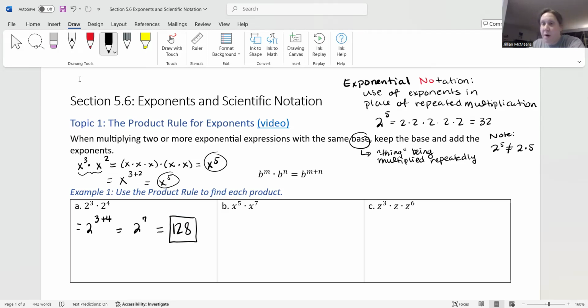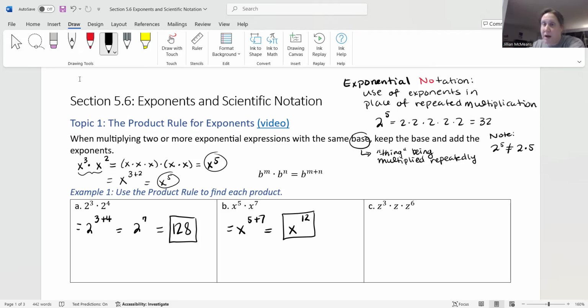Okay? Now for part B, we have x to the fifth times x to the 7th. So make sure you have the same base. We definitely have the same base, so we're multiplying two expressions with the same base. We want to keep the base, add the exponents. This is x to the 12th power. Okay? And then finally, we have z to the third times z to the sixth, okay?